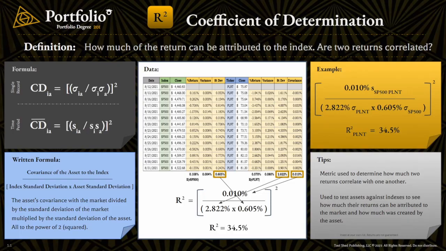And if you have a stock with a high R-squared, it's not necessarily a bad thing. It just means that the vast majority of the returns for the stock can be attributed to the index.